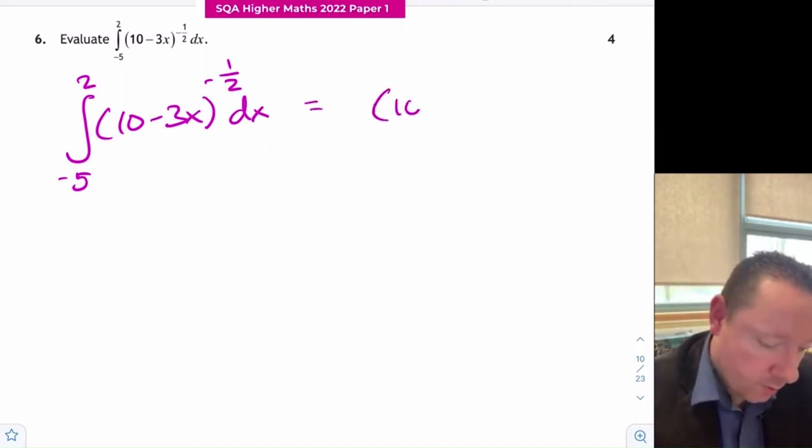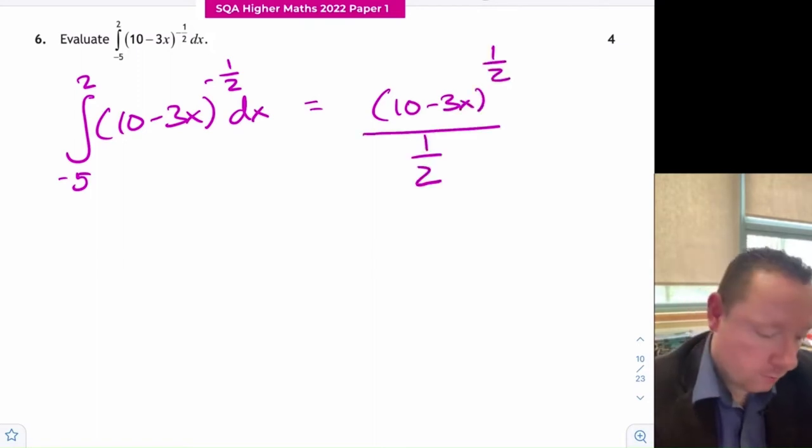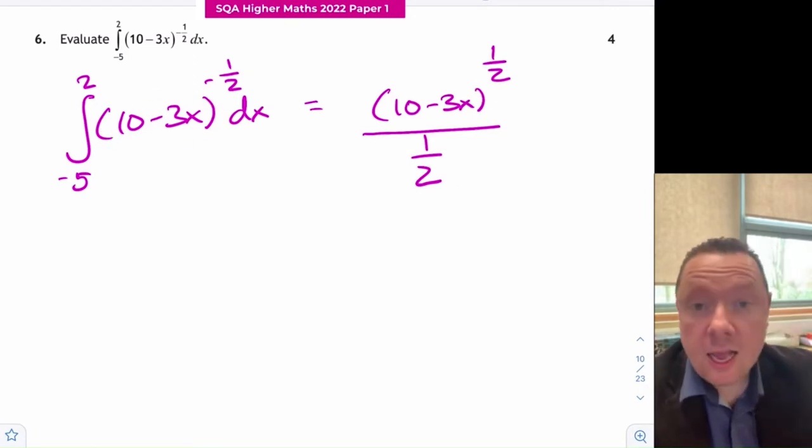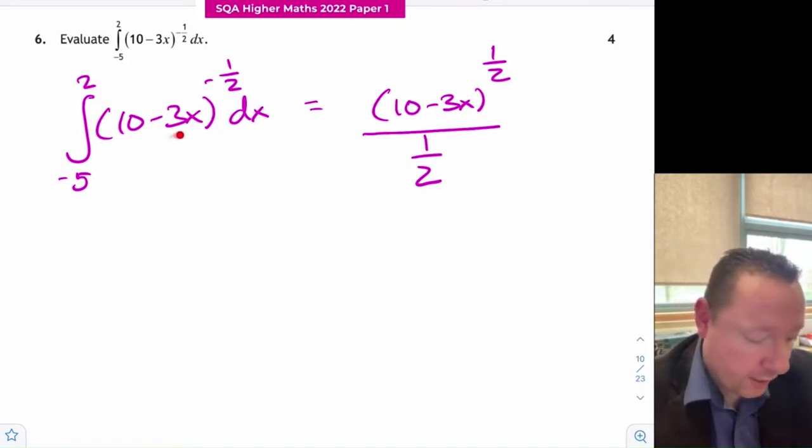So we've got (10 minus 3x) to the power of a half. We then need to divide by the bit inside the brackets differentiated. So inside the brackets is 10 minus 3x. If we differentiate that, you get minus 3. So we need to divide by minus 3, or in other words, that's the same as times it by minus a third.